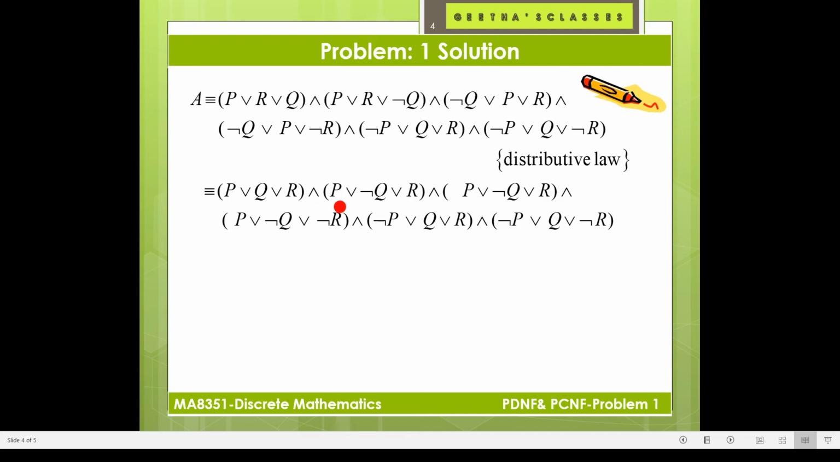So here P Q R, P not Q R, P not Q R. These two terms are repeated. So you have to write the repeated terms once. Here totally 6 terms are there. You have to write the repeated terms once.